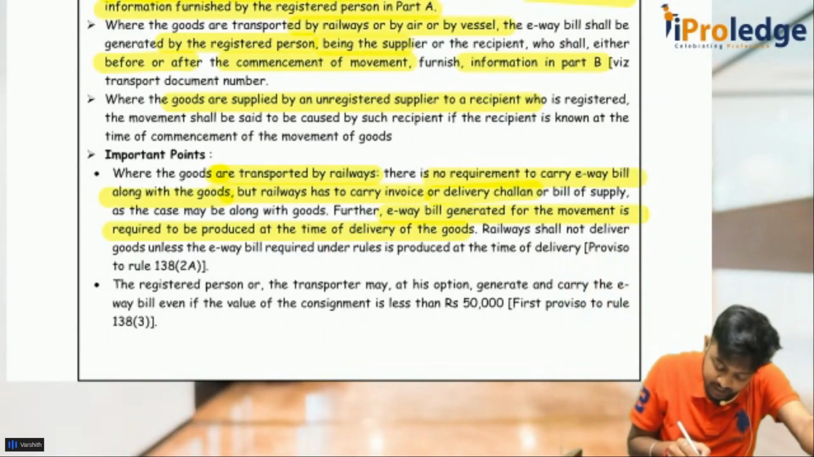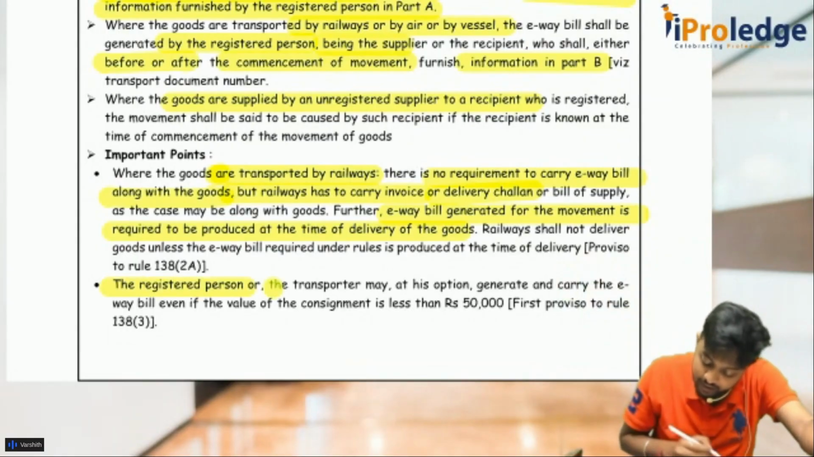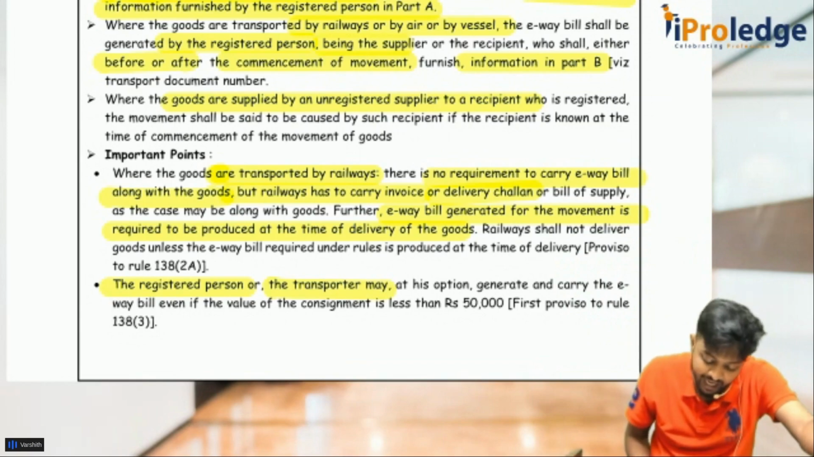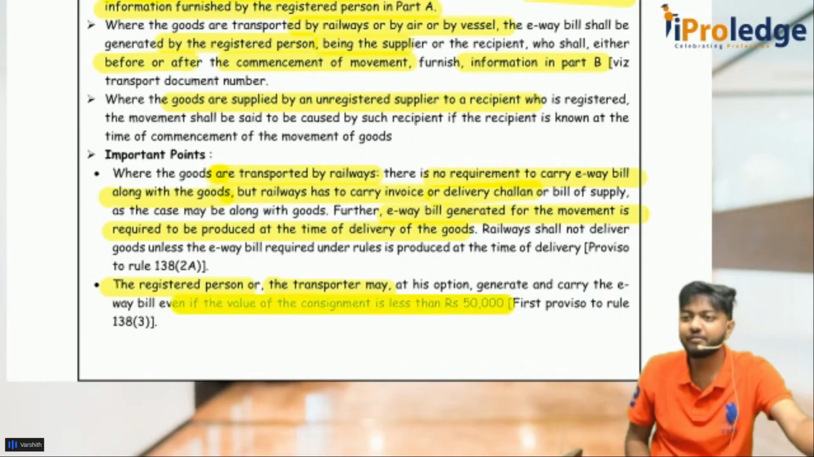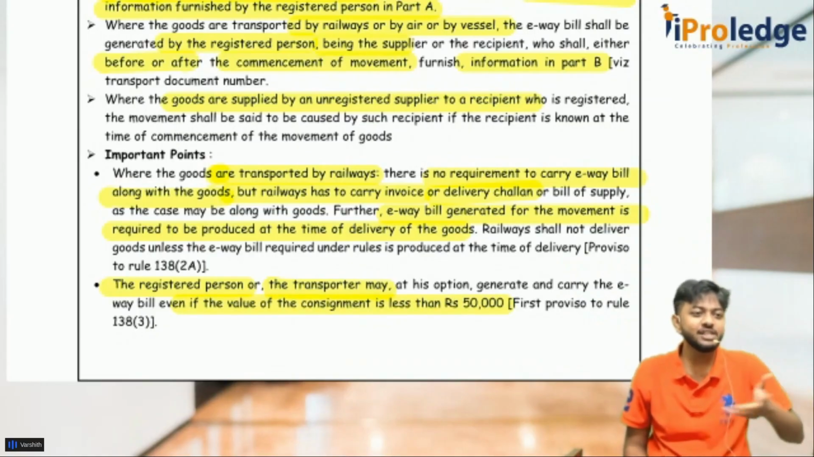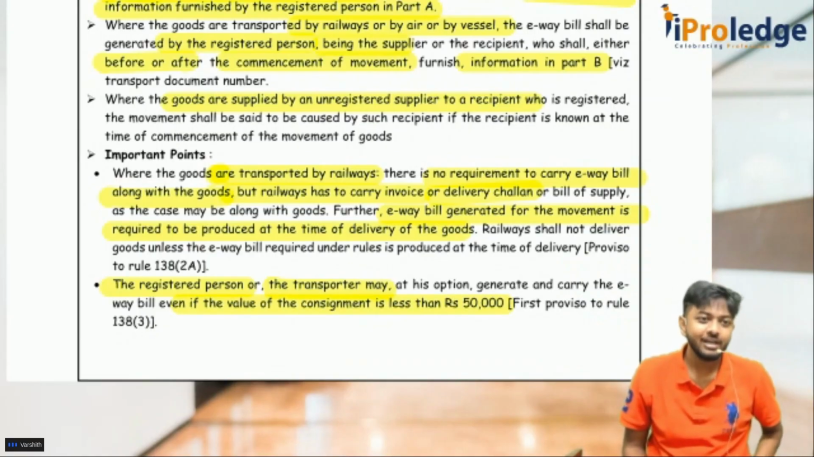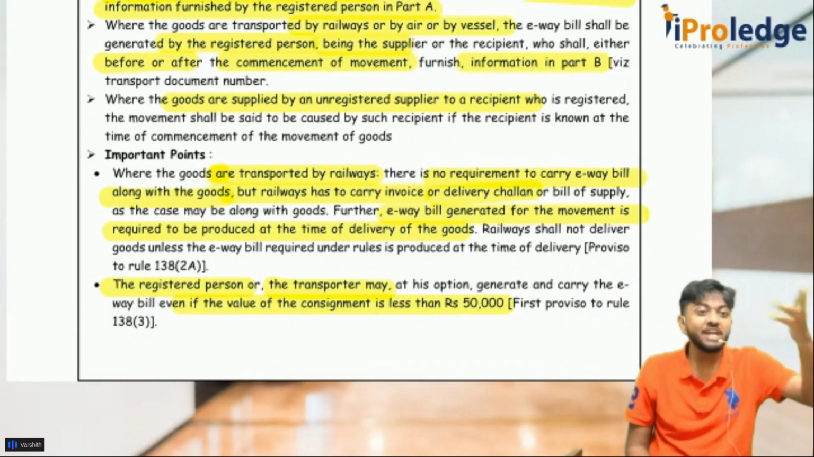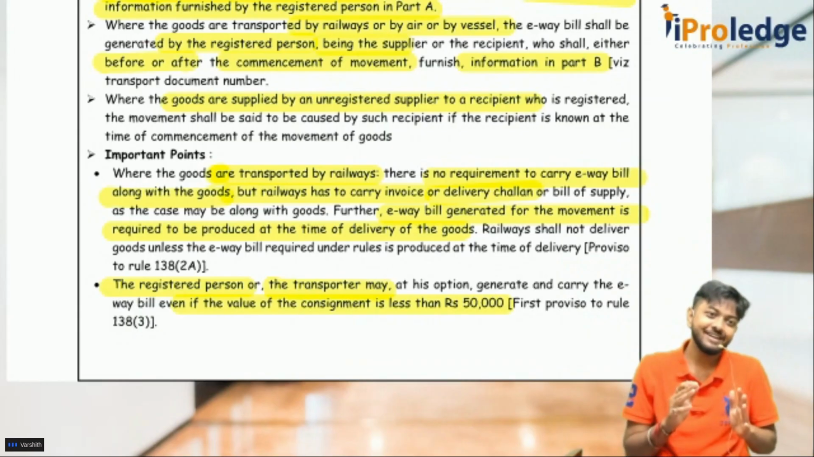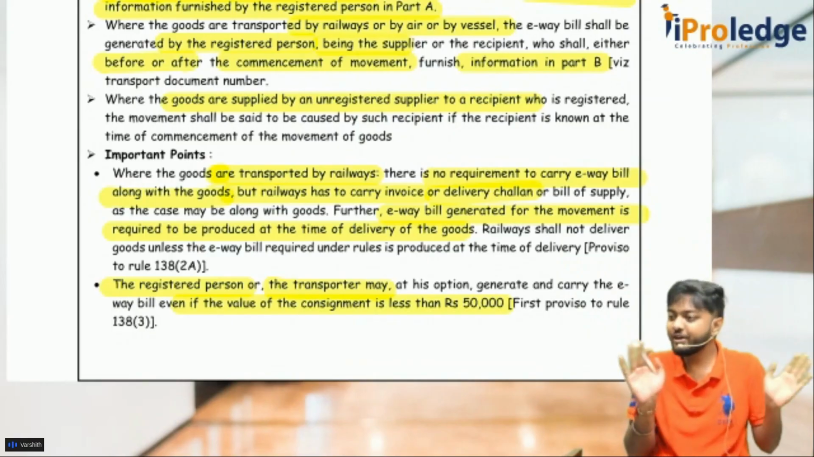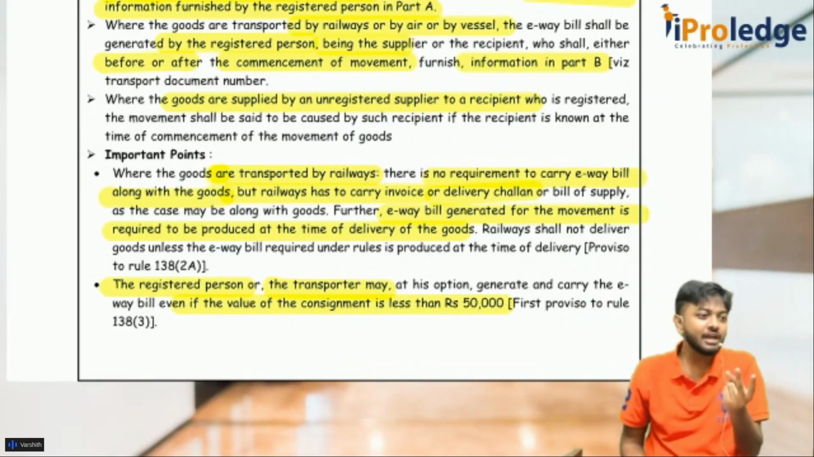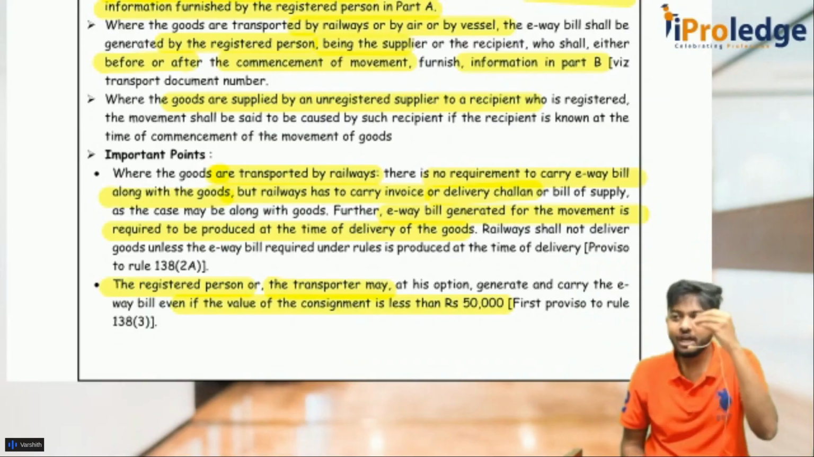The registered person or the transporter may, at his option, generate and carry the e-way bill even if the value of the consignment is less than 50,000. Like voluntary registration, this is a voluntary e-way bill. Suppose the consignment value is less than 50,000 and you want to generate an e-way bill because you're a very good person. If you want to do that, you can. We don't restrict. Even if 20,000 is the consignment value, you can generate it.